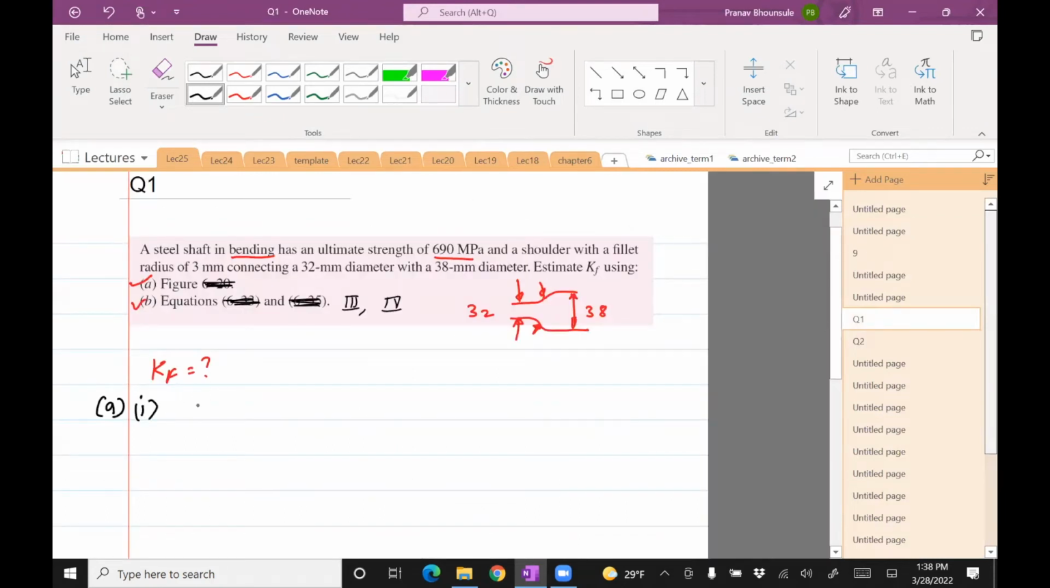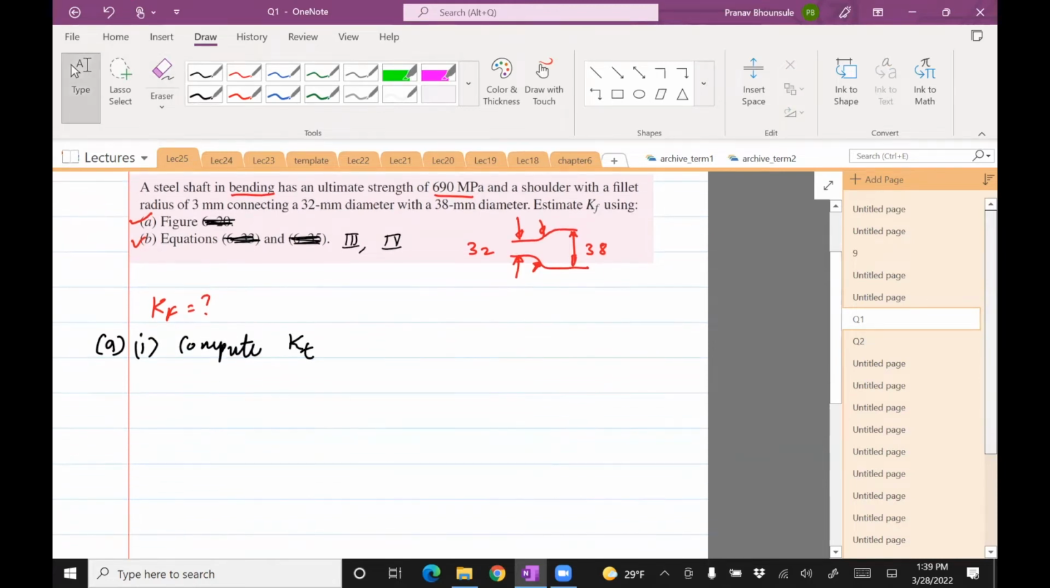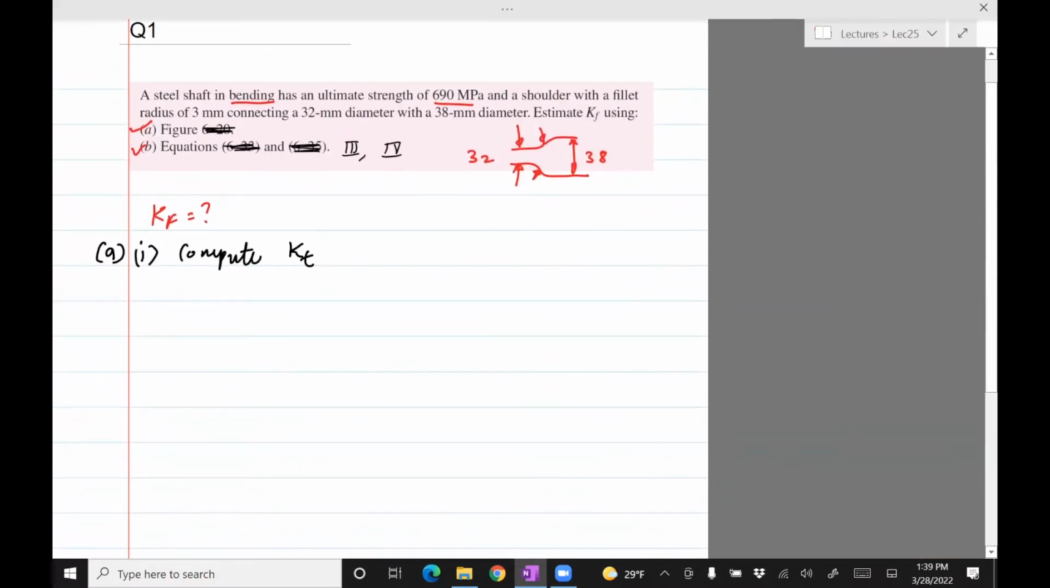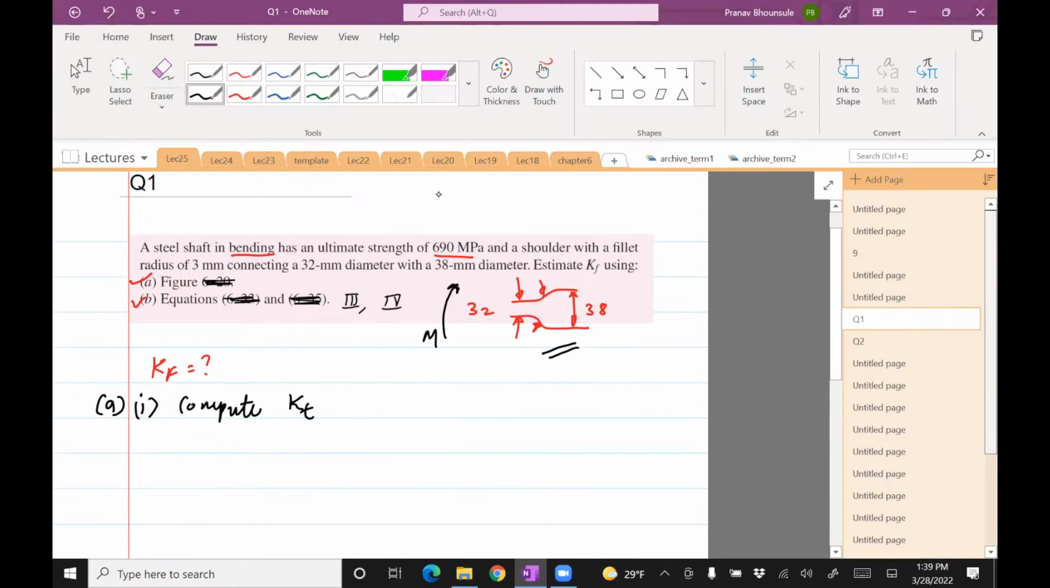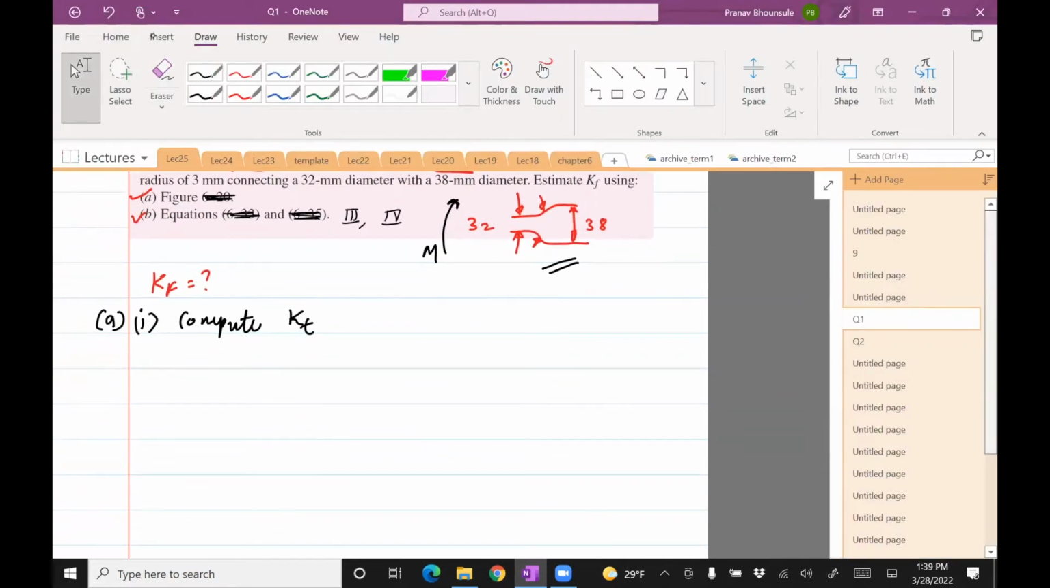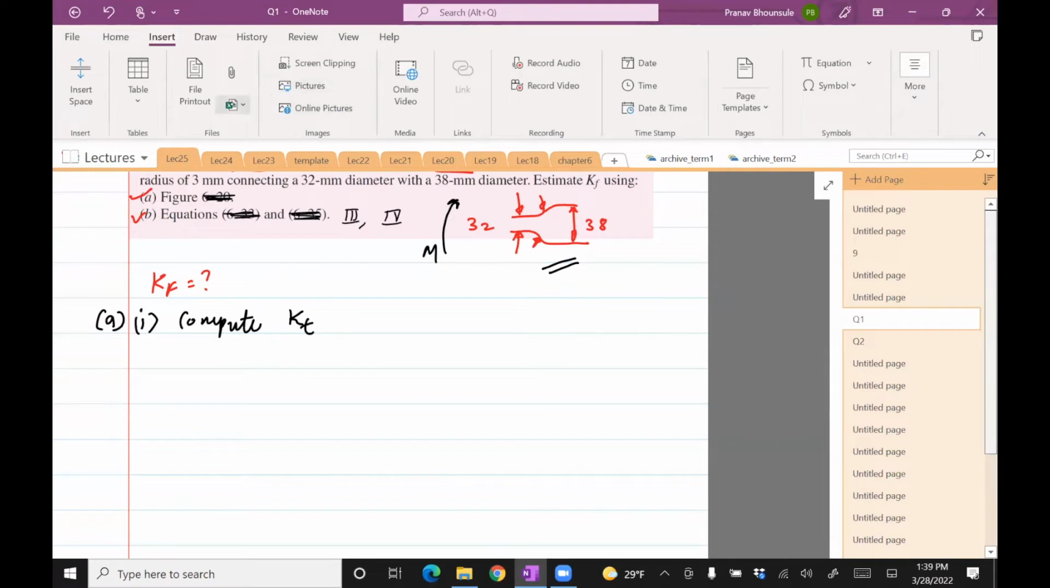So it's one step at a time. First, compute KT. KT is the stress concentration factor. It has nothing to do with fatigue loading. It's just to do with bending when there is a change in geometry. So what we need to do is look at the appendix and see the KT for this particular geometry subjected to bending. I pulled that up in advance, so let me just insert that. So this is the appendix.